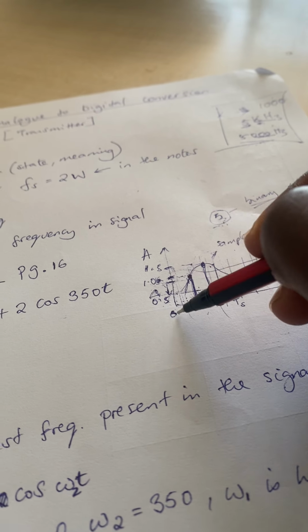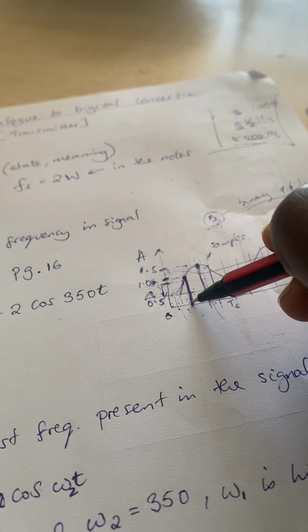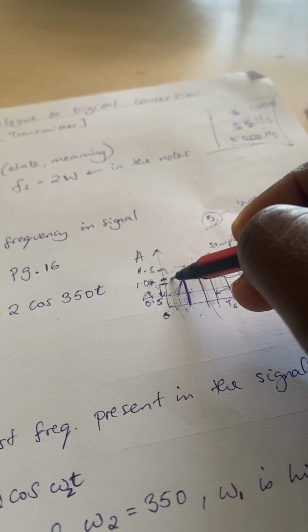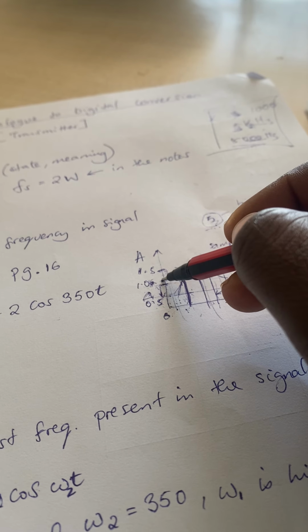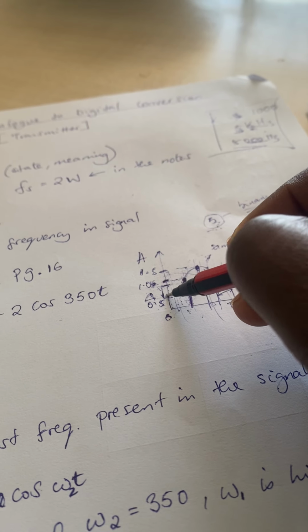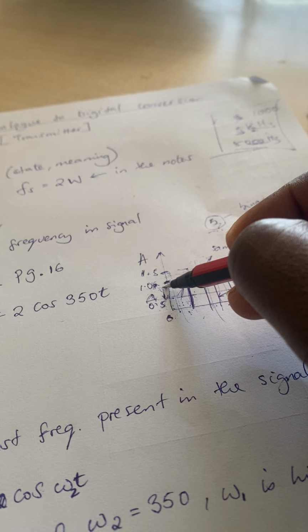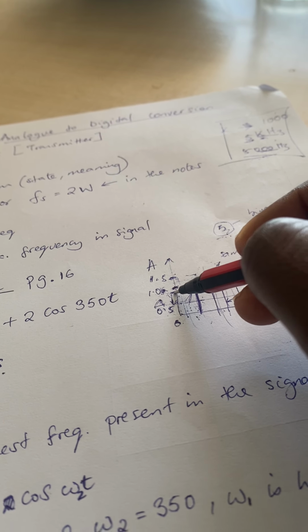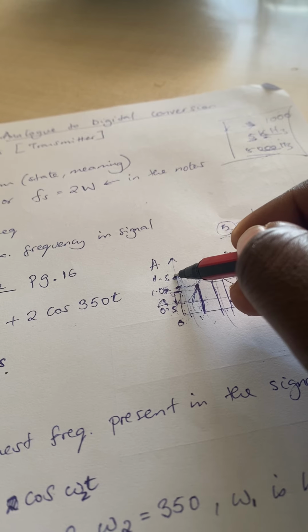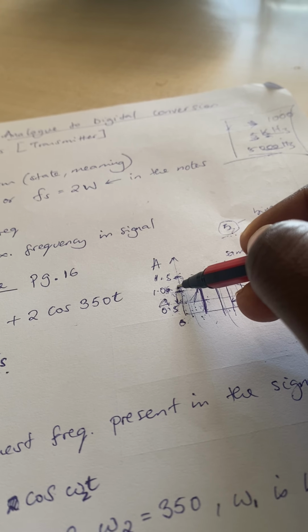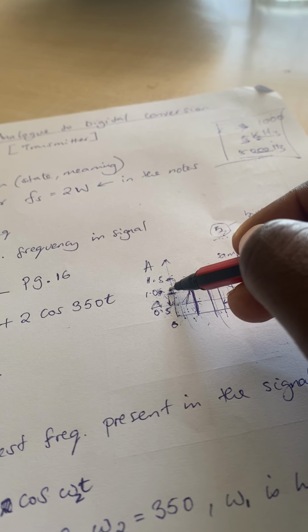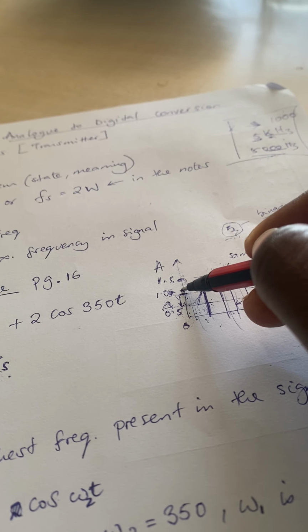If this is what we have, and we have that one as our first sample, this sample is coming up to here. So we have 0.5 and then 1 and 1.5. So this sample is somewhere in between 1 volt and 1.5. So we can simply estimate this to be, let's say, 1.2 volts.